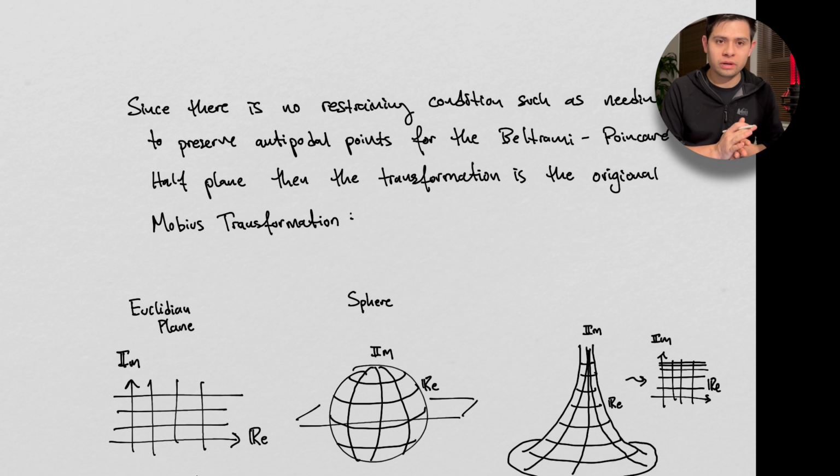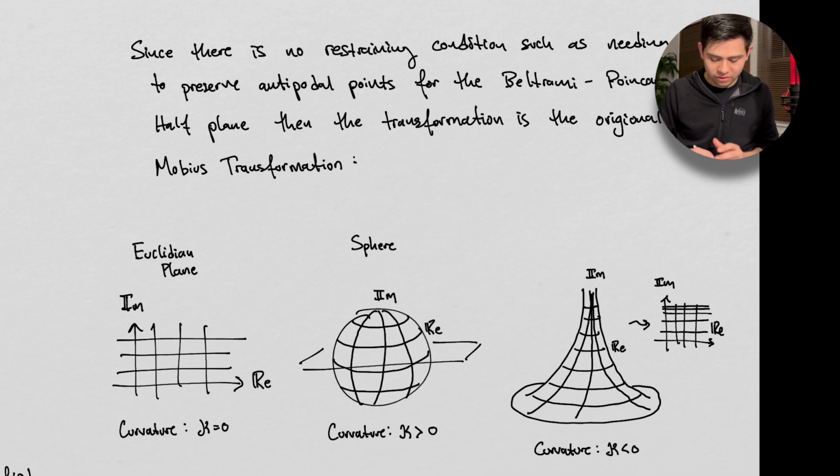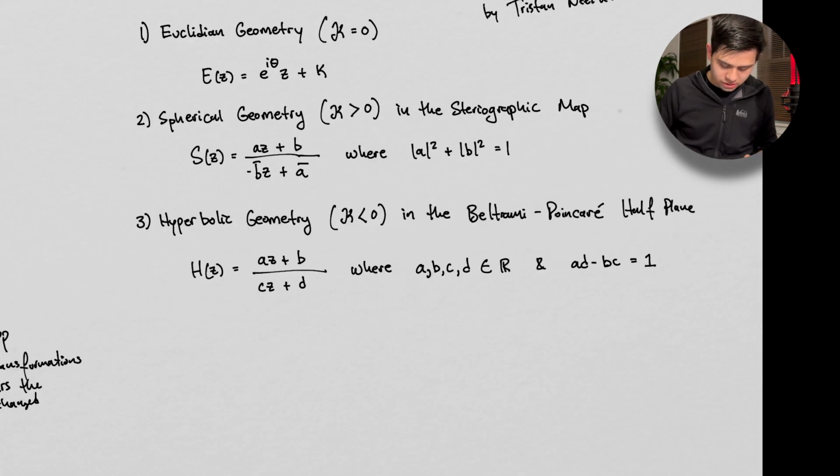So this is sort of my haphazard way of doing this. There is a more rigorous way of doing this, but I think it would take more time for me to go through. So I'm giving you this haphazard proof just to show that this is the original Mobius transformation, because again, we're just doing transformations on a complex plane. The Beltrami-Poincare half-plane is a complex plane.